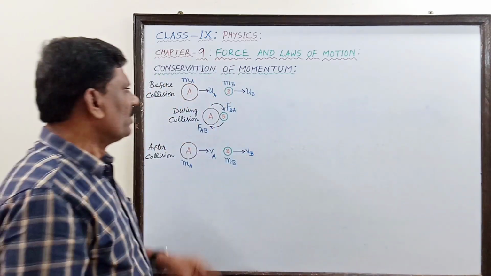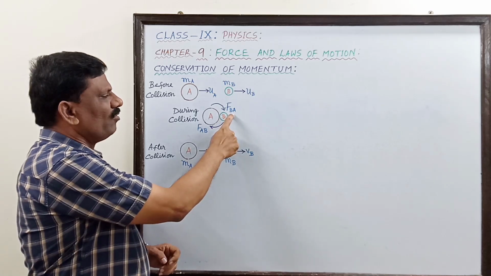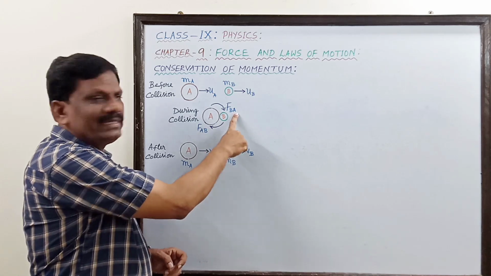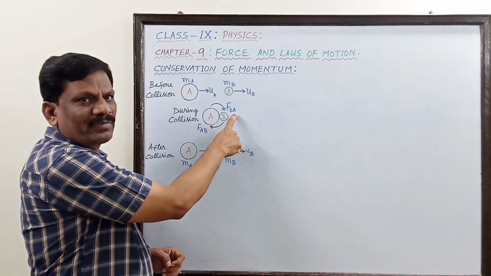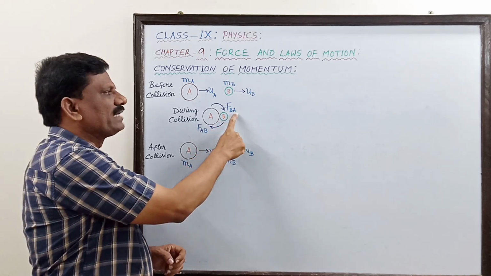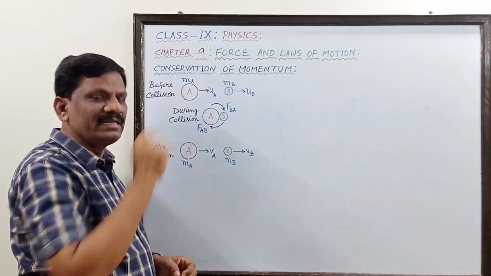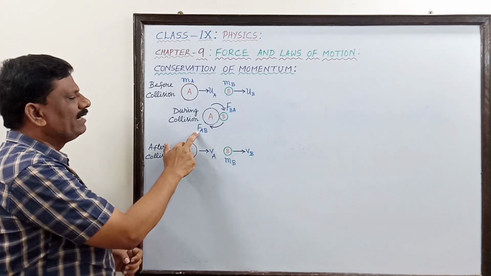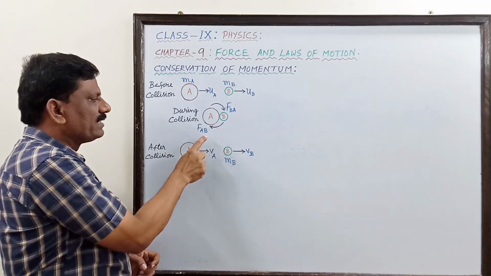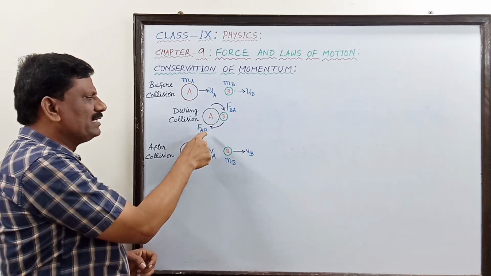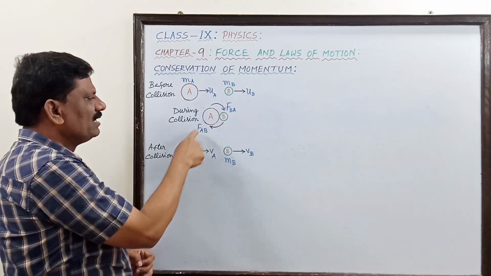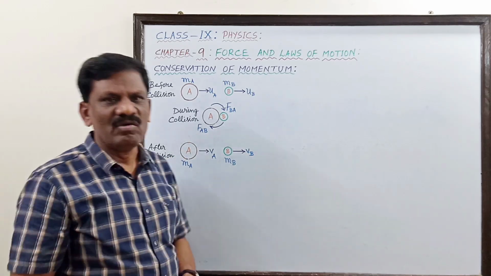During collision, the force exerted on B due to A is denoted by FBA. The first subscript says on whom the force is acting and the second subscript says who is exerting that force. Similarly, FAB: first subscript is A, therefore this force is acting on A. The second subscript is B, that means B is exerting the force on A. So FBA is called action force and FAB is called reaction force.